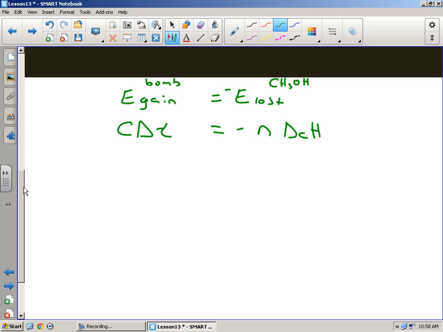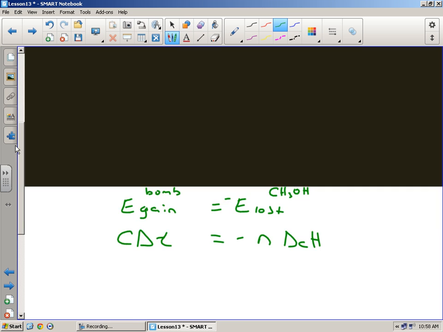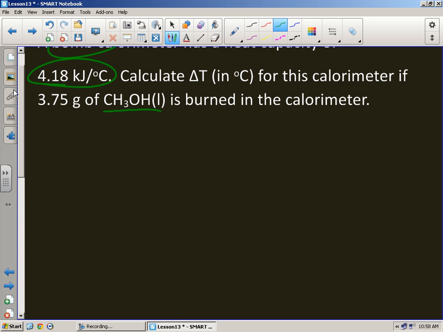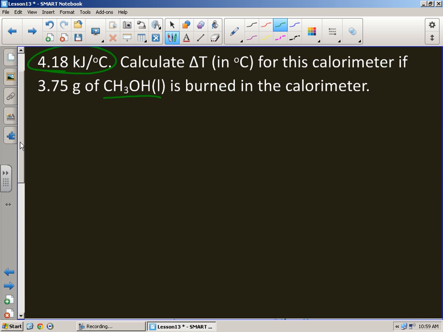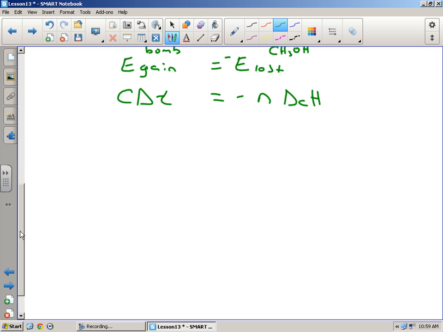Well, let's start putting in some numbers here. You know, guys, once again, I expect you guys to come up with that part. I'd expect you guys to start putting some numbers in. Don't tell me I don't know what to do. Okay? Put some numbers in. See what happens. You never know. 4.18 kilojoules per degree Celsius. That goes right there. Calculate delta T, it says. So that's what I'm looking for. I'm not going to know that right now.